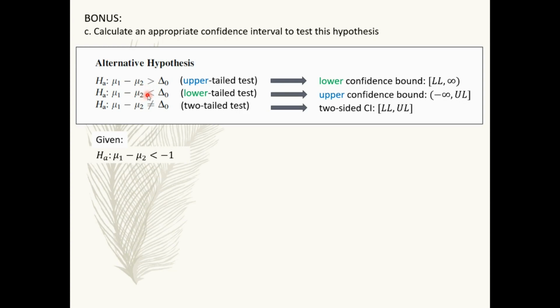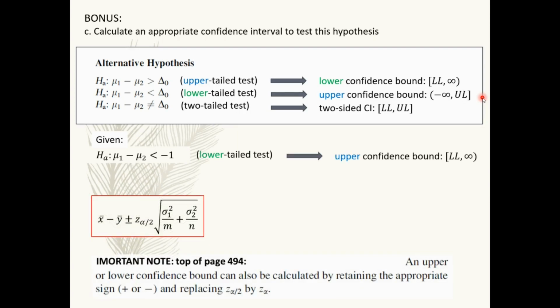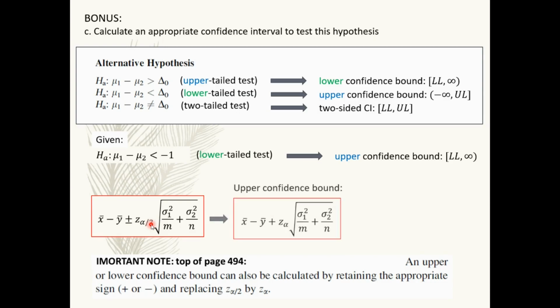If you look at the sign, that's what I'm looking at. This one's less than, so it's a lower tailed test. Therefore, we need to calculate an upper confidence bound. To calculate an upper confidence bound, the shortcut is using that hint from 494: if you want the upper side, we take the positive sign and change this to Z alpha. So this is what you end up with.